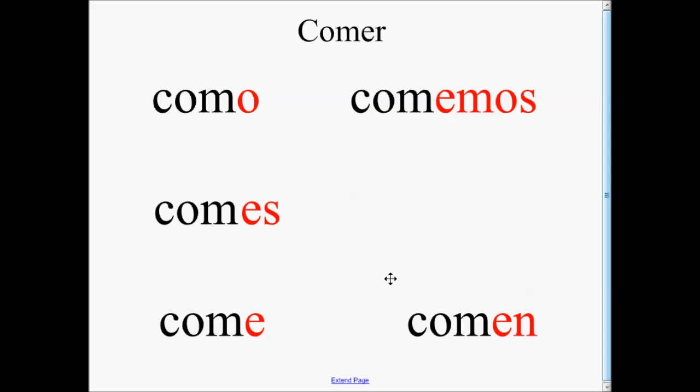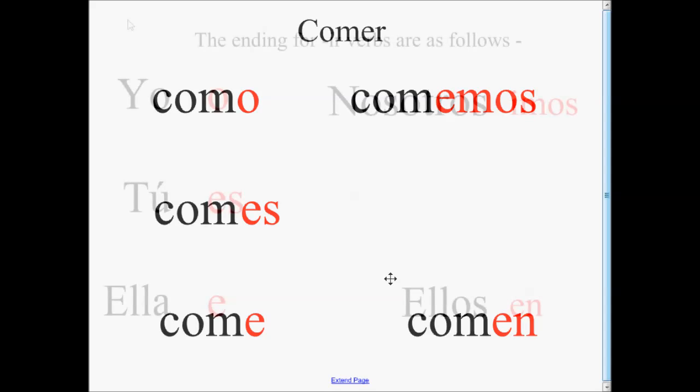So now that this verb is conjugated, the first one, como, means I eat. Tú comes, you eat. Él, ella, usted come, he, she, or you formally eat. Nosotros comemos, we eat. And finally, ellos, ellas, ustedes comen, they or you all eat. All regular ER verbs will work this way.